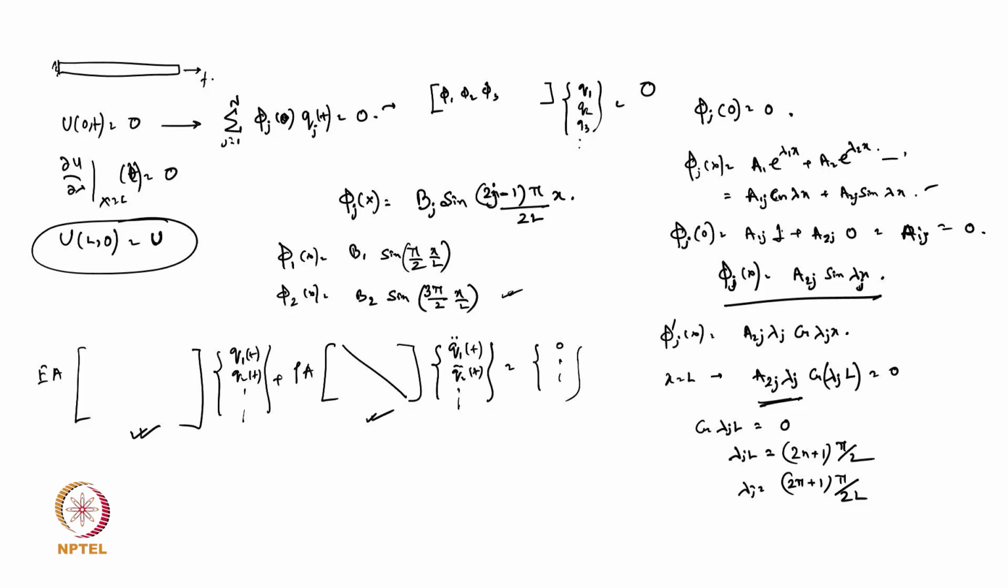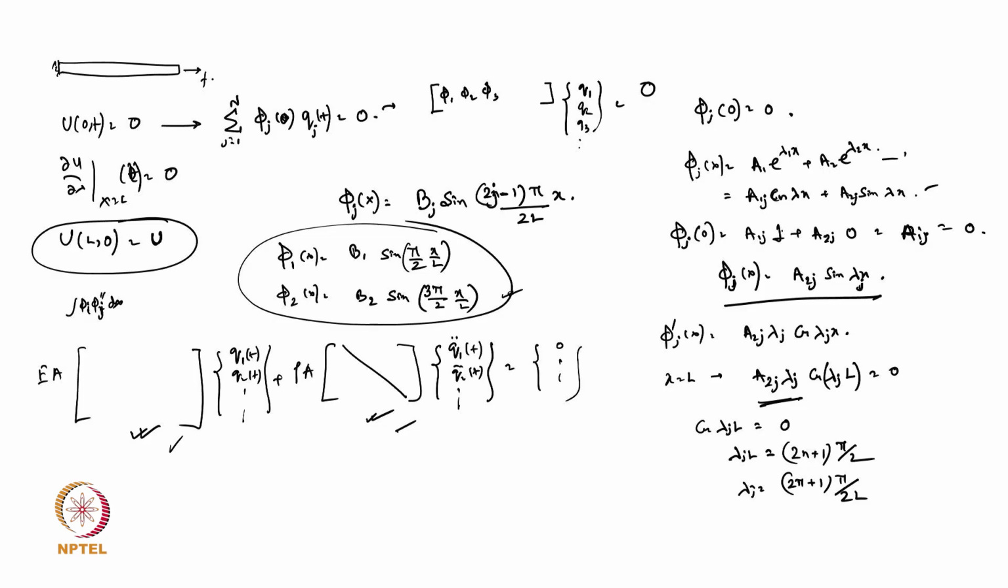Agreed? Once we calculate this phi, we can get that, because this is nothing but the integral of phi 1, phi 2, phi 1 like this, that is phi i phi j dx from 0 to L. So that can be calculated. This full matrix can be calculated, and this full matrix can also be calculated. Okay, any doubt? No doubt.